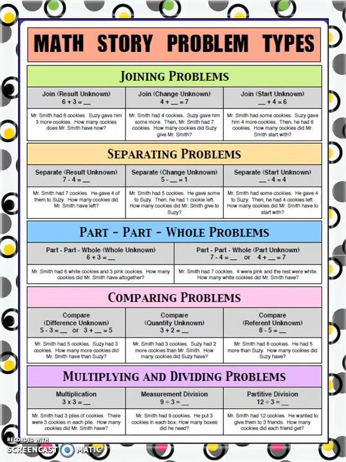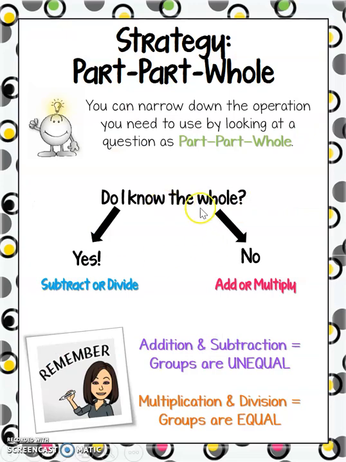Now there's lots of different story problem types. There are joining problems, there are separating problems, there are whole type problems. We can do some comparing questions or multiplying and dividing, but all of these have that part-part-whole structure. So be on the lookout for the parts and the wholes that you see in word problems because that will be really helpful. And remember, think back to that, do I know the whole? If your answer is yes, subtract or divide. If the answer is no, chances are you will add or multiply.